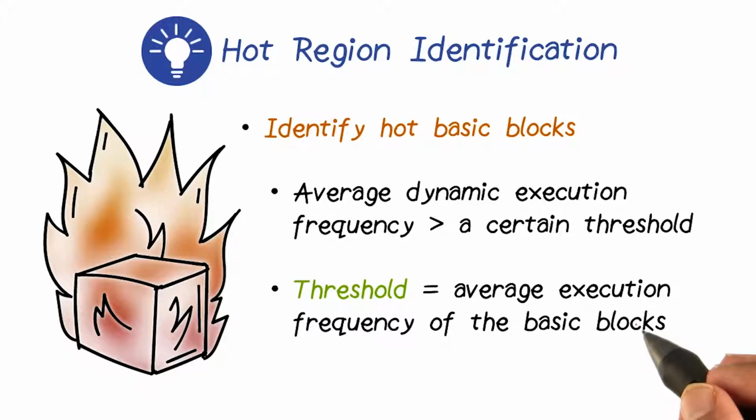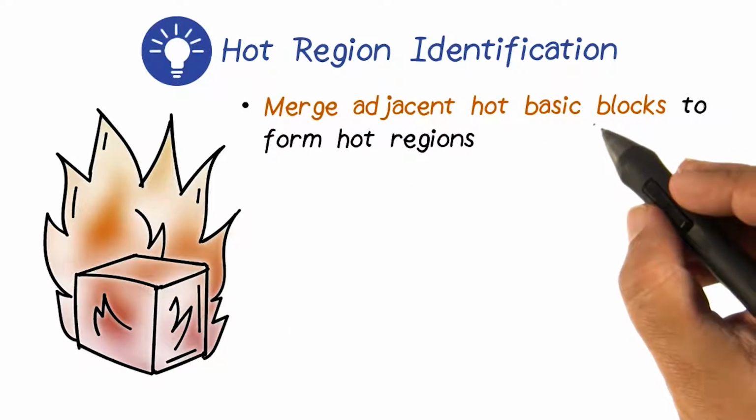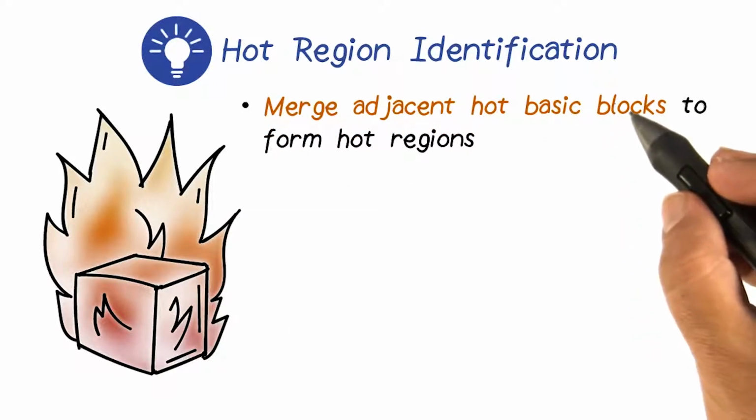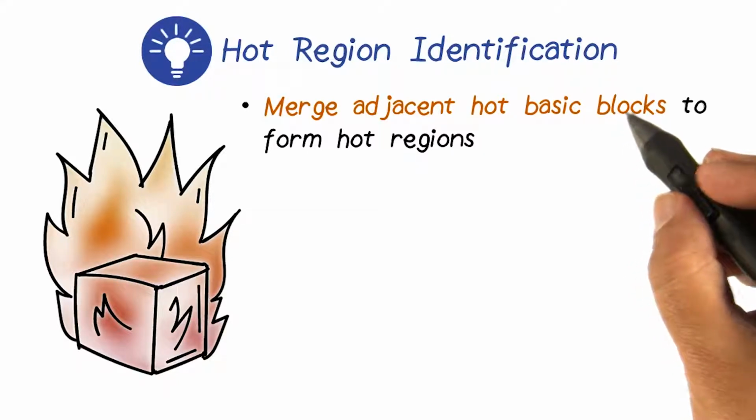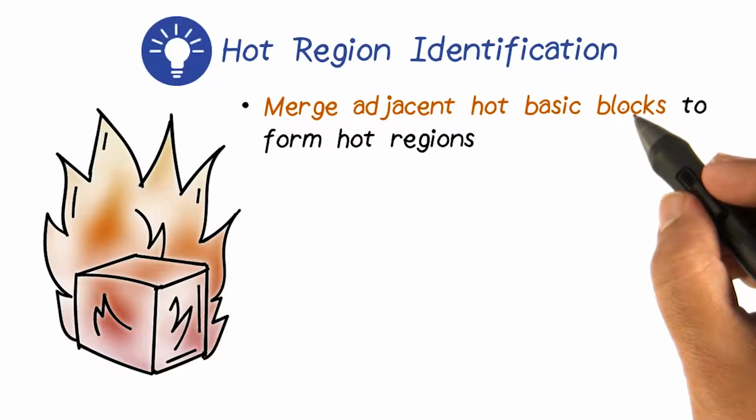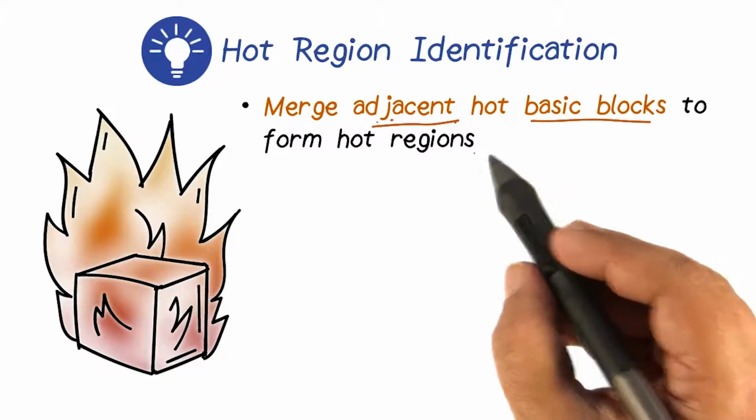Typically, this average value tends to be shifted towards very high frequently executing blocks, and so it serves as a great way to get rid of almost 70% of the code, focusing on the 30% of the hot code. Now remember, our goal is to find out the maximal hot regions. So far, in the previous step, we just found out hot basic blocks, but now we have to merge the adjacent hot basic blocks and form large regions of hot code.